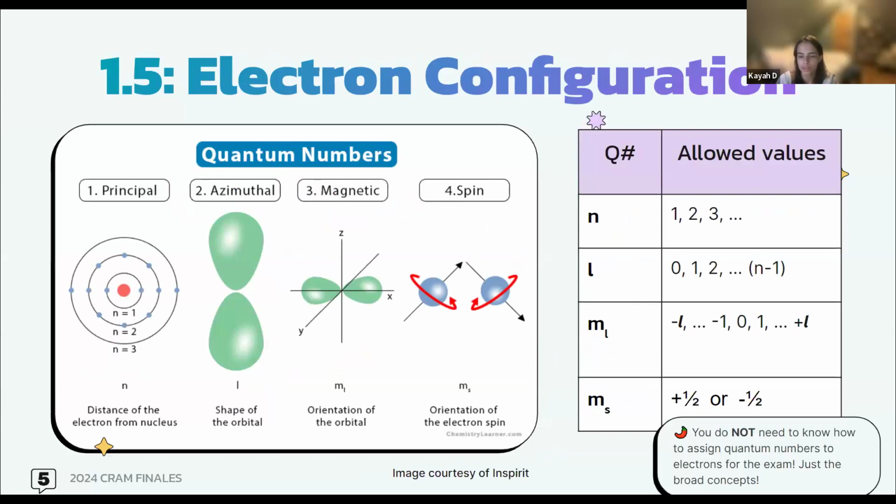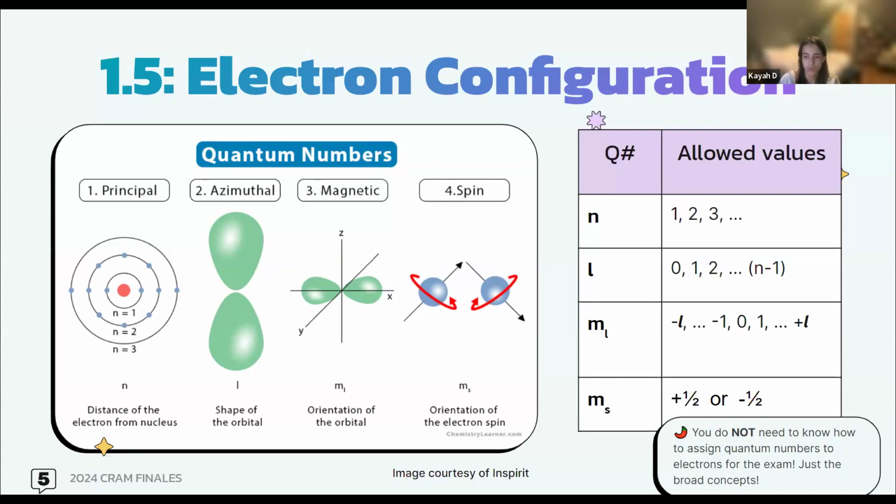You have to know the allowed values for the different quantum numbers. The allowed values for N are 1, 2, and 3. For L, they're 0, 1, 2, or pretty much N minus 1. For M subscript L, it's negative L, -1, 0, 1, or positive L. And then for M subscript S, it's positive 1/2 or negative 1/2. These honestly don't show up too much on the AP exam.